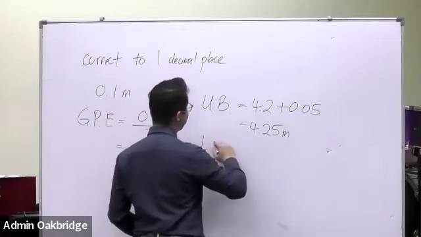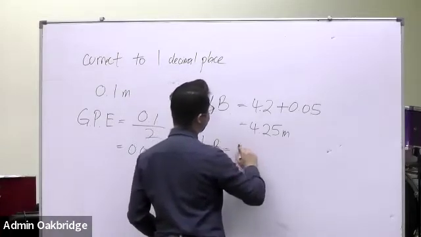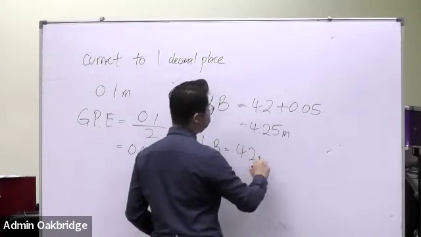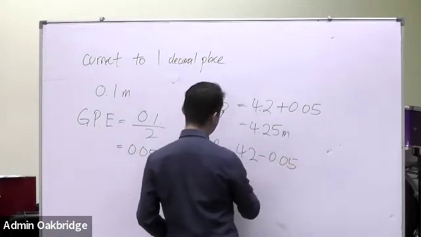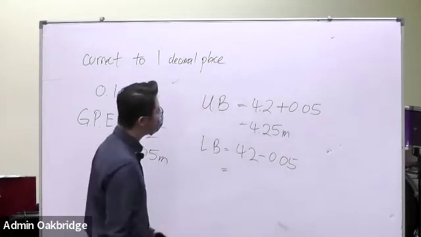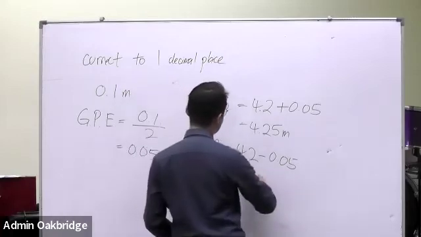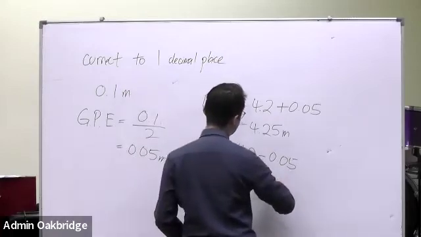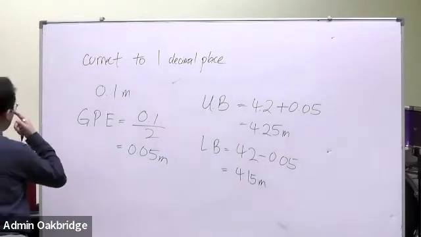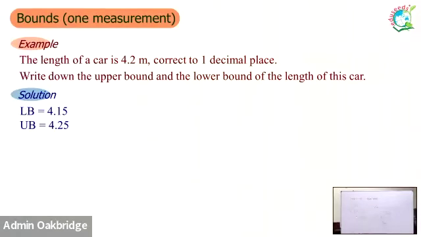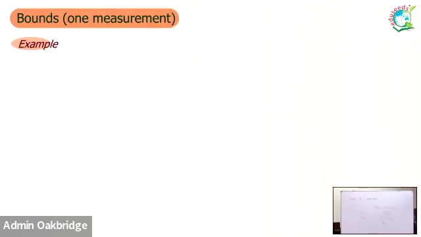Then we come to lower bound. You take the measurement minus 0.05. So we get here 4.15. All right, lower bound 4.15 and upper bound 4.25. Now this is very simple. The simple bound questions, the simplest one.